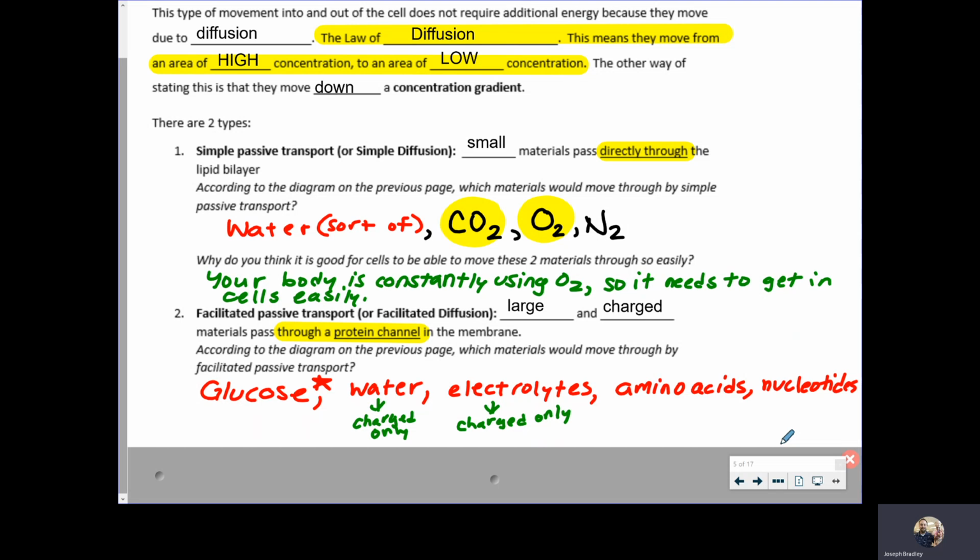And it should be noted that there are protein channels not just on the outer cell membrane, but even to get into certain organelles. The mitochondria has lots of protein channels as well.